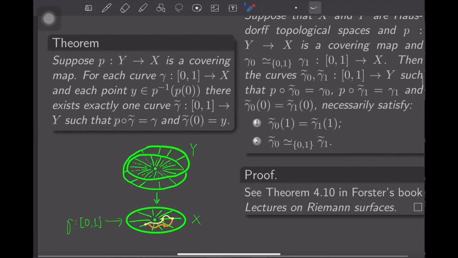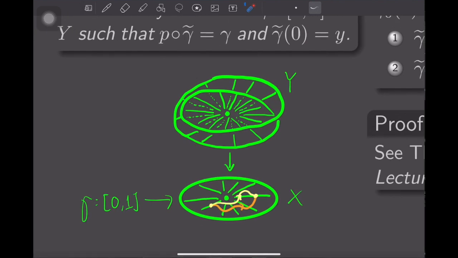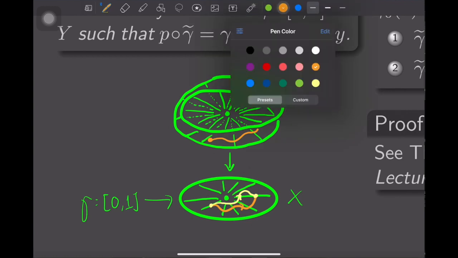Then this theorem, the curve lifting theorem, tells me that for each of them, let's say for this point, I can pick either this point or this point. So let's pick this one. Okay. And then once I pick that one, of course I can lift both of them to a curve starting there. I have that lift, and then I also have the other lift.